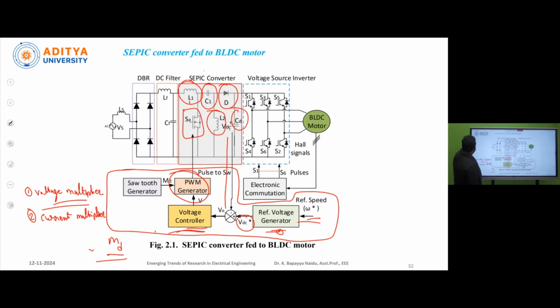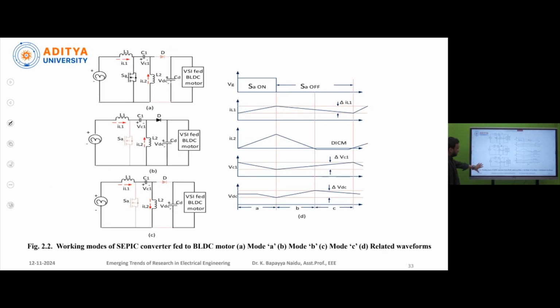Now, here this figure shows the various working modes of this SEPIC converter. Okay, here actually three modes of operations. This is the mode A, mode B and mode C. In mode A operation, switch SA is in on state. Whenever SA is in on state, the current IL1 flows through this L1 and the current IL2 flows through this L2. Then C1 starts to charge. In this instant, the diode D will be in reverse biased.